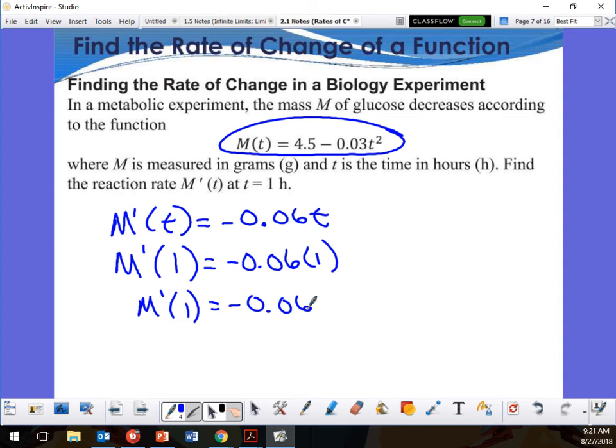Biologically, glucose is decreasing at this rate. So if I were to say this on the AP exam, I would have to state that it's decreasing at this number. You don't say negative, though. Decreasing. The negative is the decreasing part.